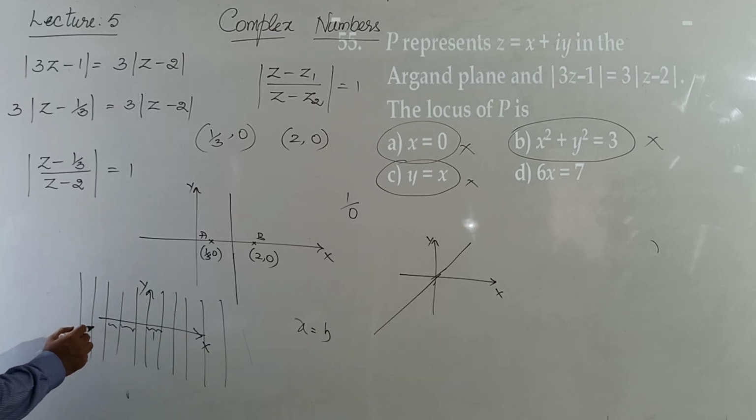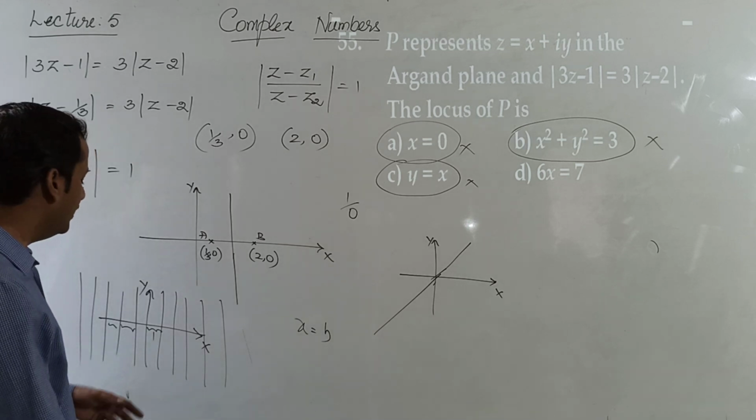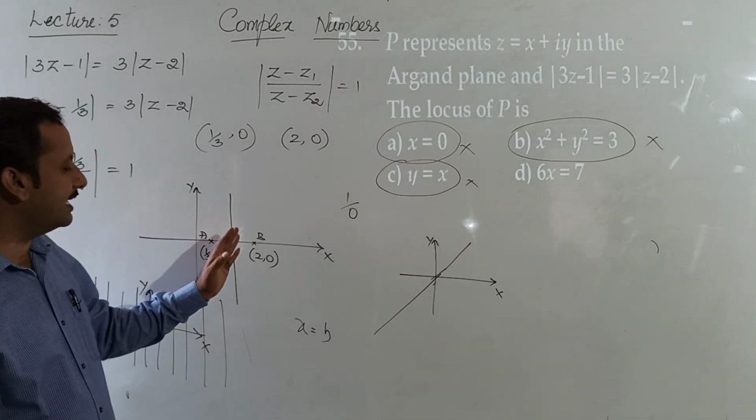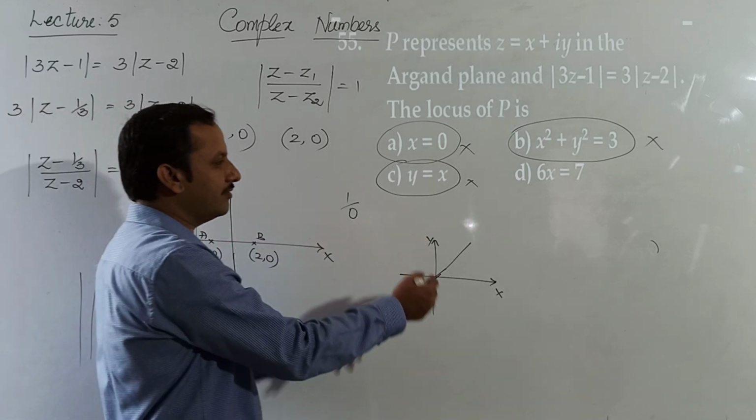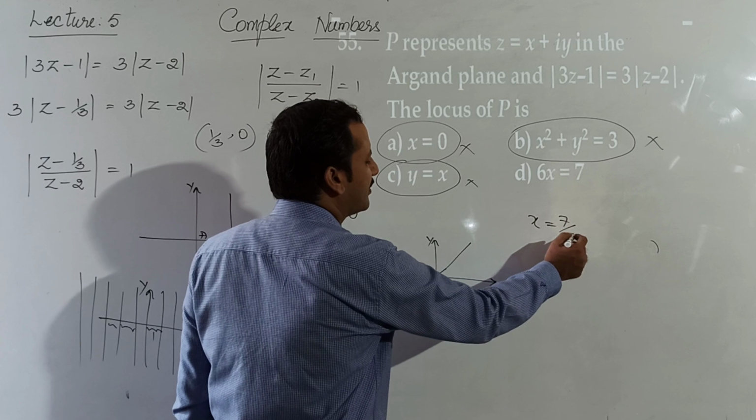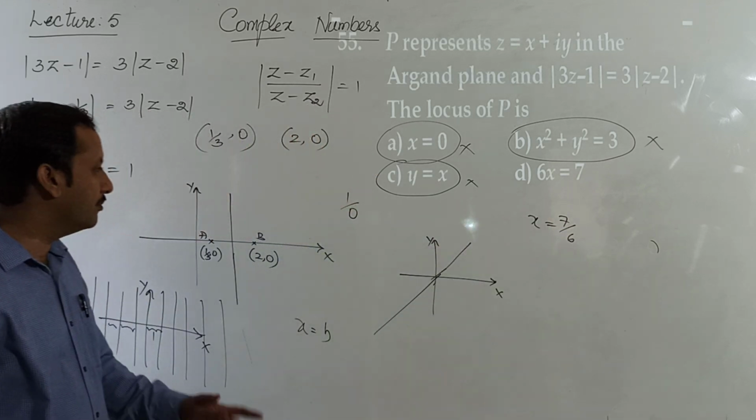Assuming that all these distances are equal to 1, it is on this side, that means it should be of the form x is equal to some number. So look at that equation. From there I can write x is equal to 7 by 6. So obviously that is the answer. But I will tell you how.